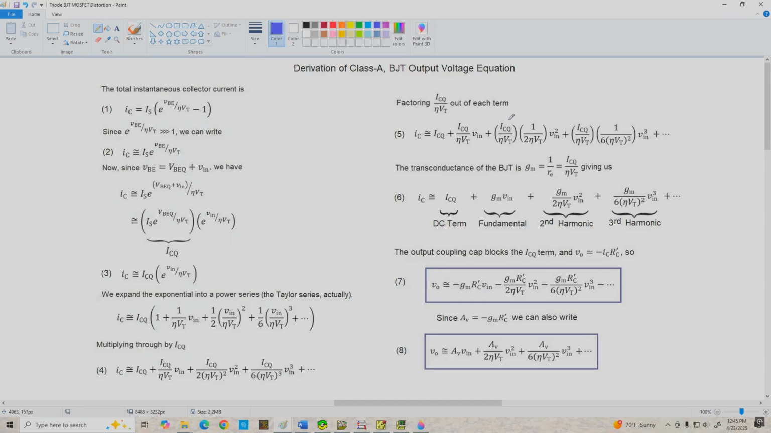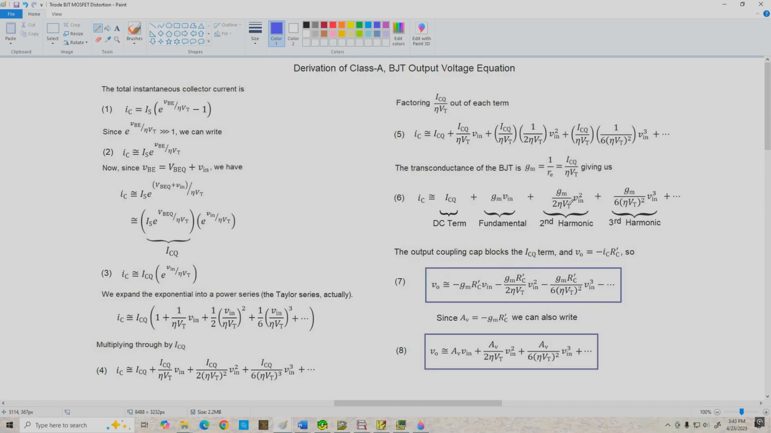And the reason why it's nice to have this factor separated out is because ICQ over A to VT is the transconductance of our transistor. So we can rewrite this equation in a little nicer form down here as equation 6. And if we look at this equation term by term, here's what we've got. The first term, ICQ, that's DC. It'll get blocked by the coupling capacitor, so we're not going to worry about it. The second term here, GM times Vin, is the linear gain term. That's going to give us our fundamental, which is just a constant times Vin.